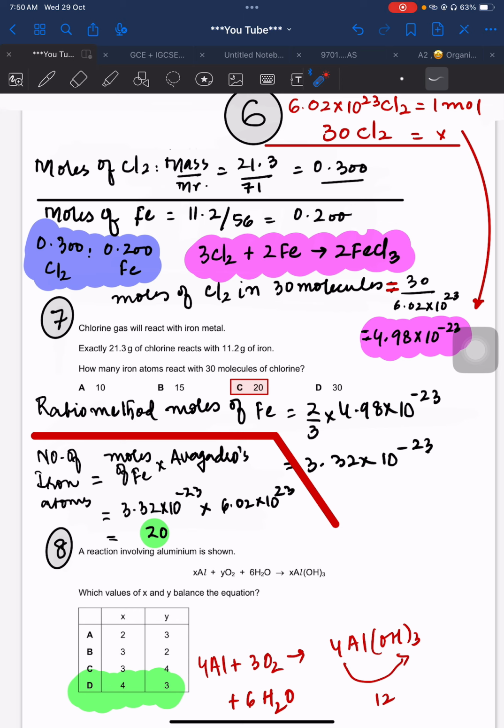So first of all, we have calculated moles of chlorine and moles of iron. From these we have calculated the ratio of moles of chlorine and moles of iron. The ratio is helping us find out the balanced chemical equation between the two. Then we have calculated the number of moles of chlorine in the given molecules of chlorine. From those moles, we have calculated the moles of iron. From those moles of iron, we have multiplied by Avogadro's constant to calculate the number of atoms of iron. So this is the whole procedure.